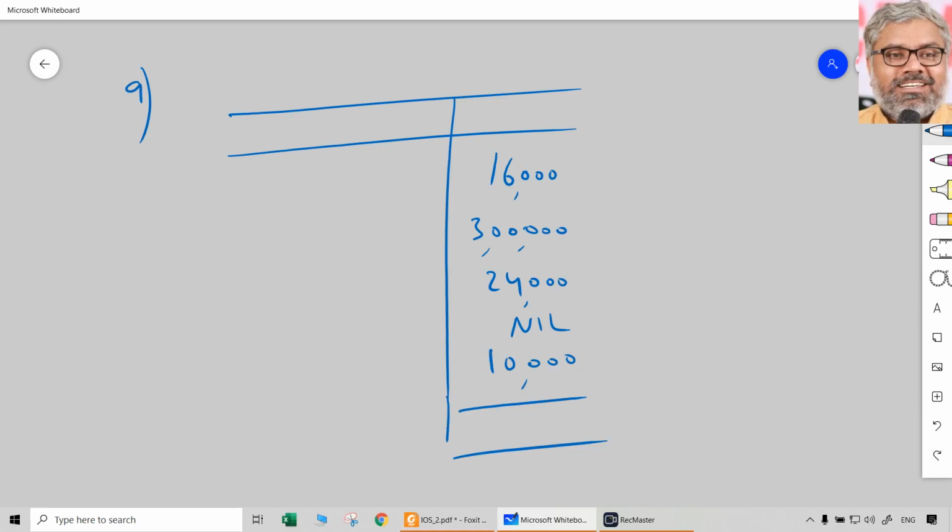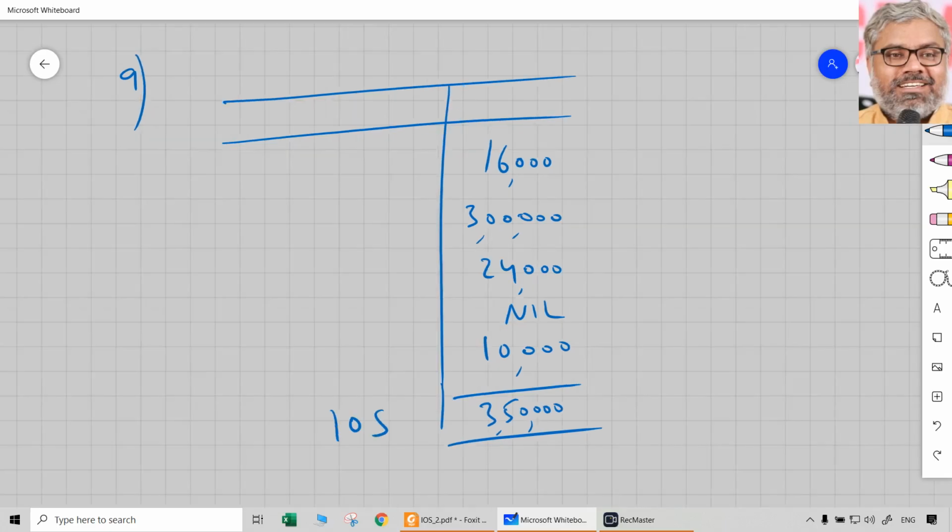What is the total of this? 16,000 plus 3 lakhs plus 24,000 plus 10,000 means 3,50,000 rupees. What was asked in the question? Income from other sources. Stop it there.